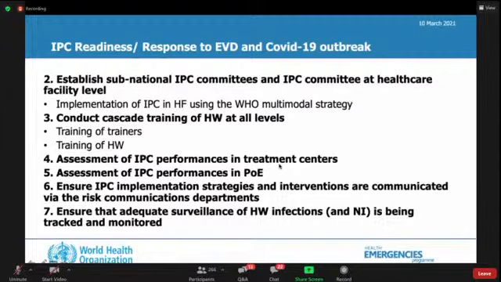Sometimes we set up some specific centers to take care of Ebola and COVID-19 patients. So the role of the IPC committee is also to make sure that IPC is really implemented in these treatment centers.